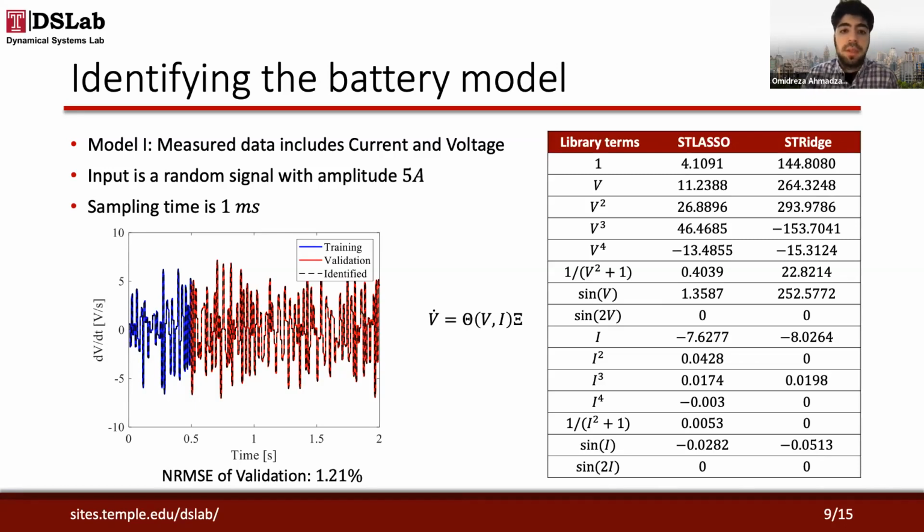However, for this data, we find the coefficients for both ST lasso and ST ridge to show the difference. As you can see, additional terms appear in the ST lasso. These numbers are the coefficients, and the library terms are theta. We have more additional terms in the lasso since the tolerance of the lasso is smaller than that of the ST ridge, and it shows that the ST ridge gives us more sparse data.